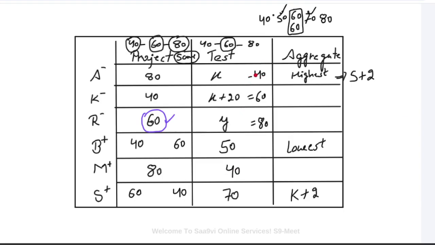If this is 40, so 140 is gone. We have two 60s and 180 remaining. That means this is going to be 60, and this is also going to be 60, and this x plus 20 will be 80.